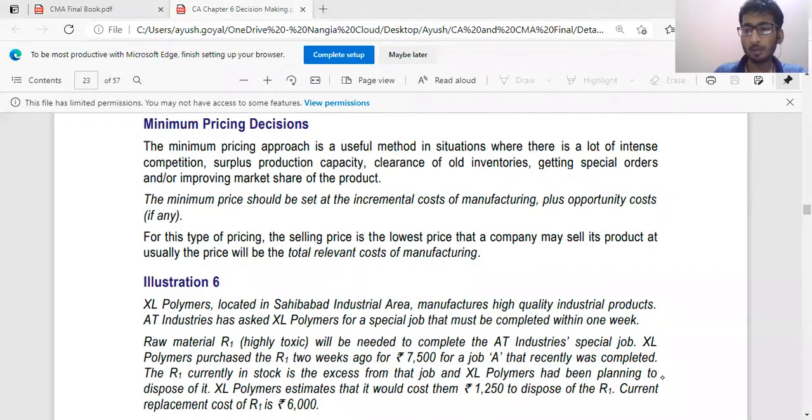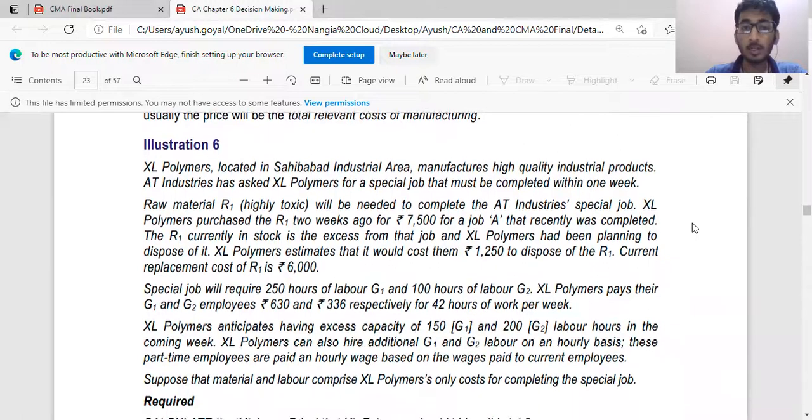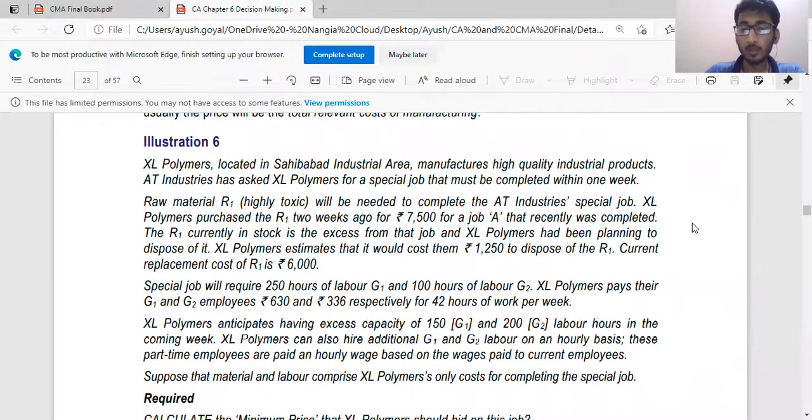So let's see one question from CA final material. With this question, the decision making from CA final material would be completed. After that, in the next 5 to 6 lectures, we'll do questions from CMA final material. And after completion of the complete syllabus, we'll do questions from different sources. So let's see question number 6 related to the minimum pricing decision. Basically, we need to take out the relevant cost only. So let's see illustration 6.